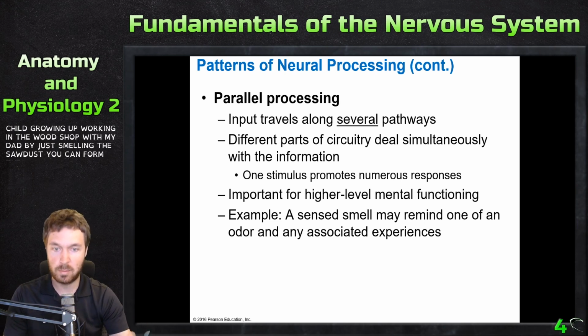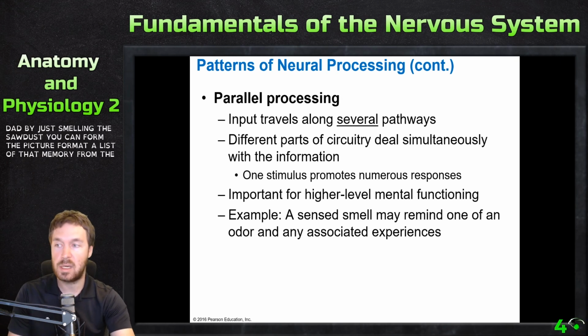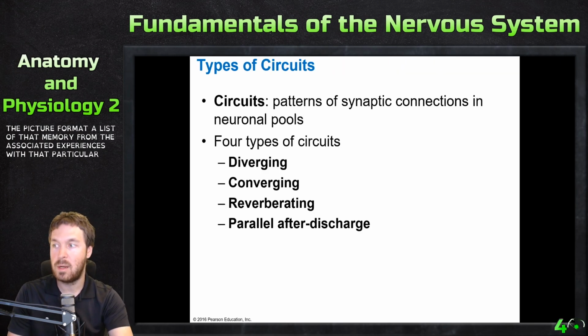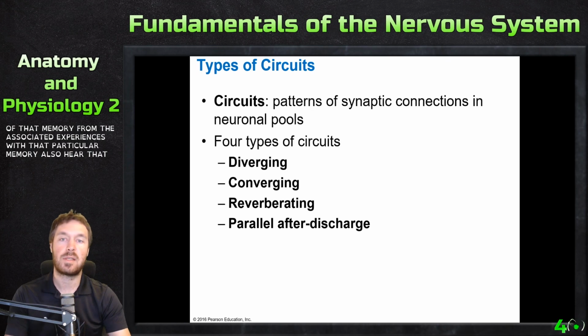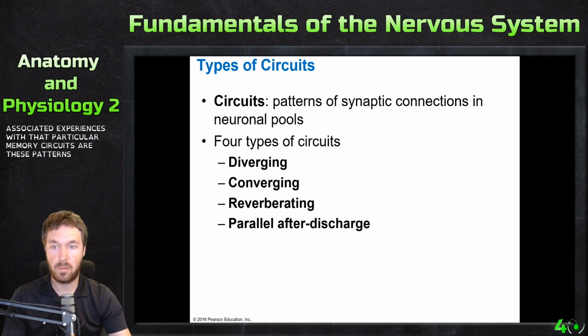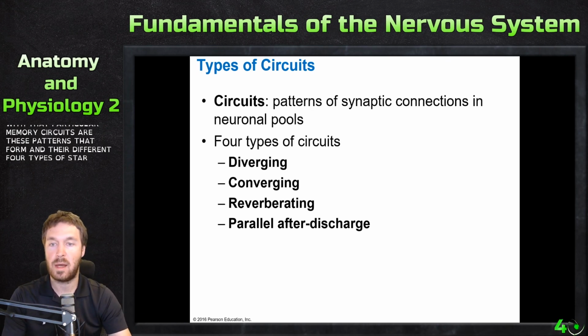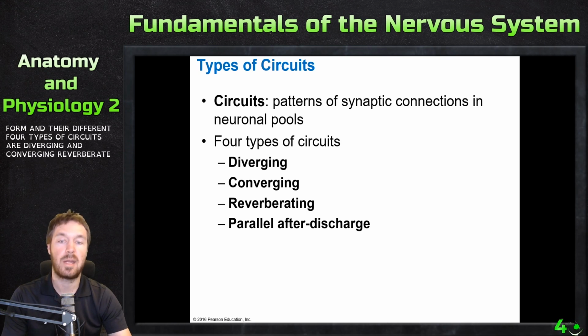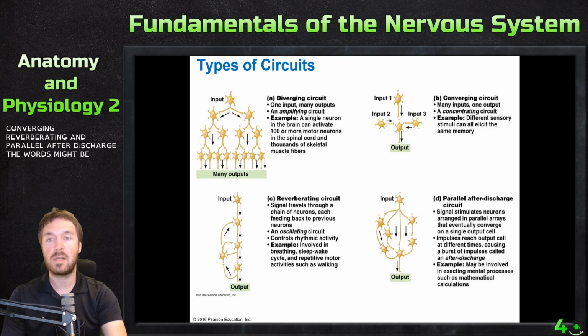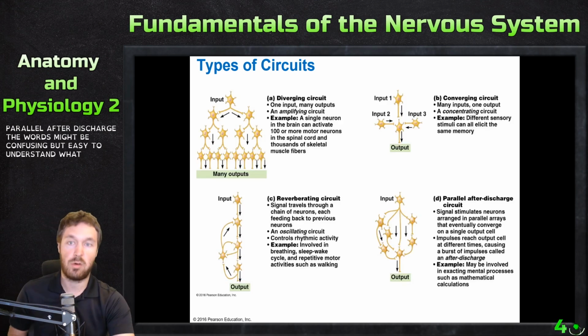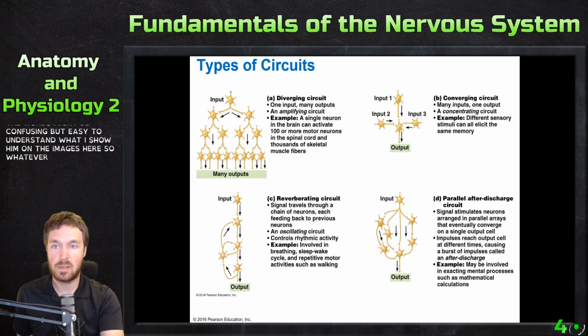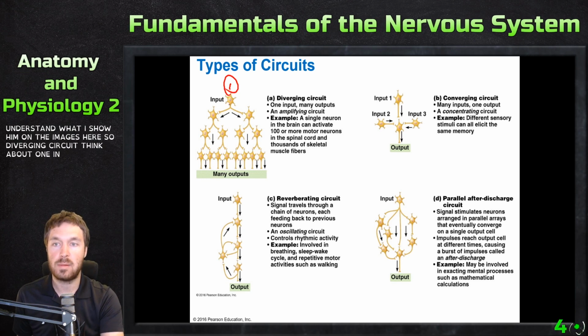You can form the picture, elicit that memory from the associated experiences with that particular memory. So here then, circuits are these patterns that form, and there are four types of circuits: diverging, convergent, reverberating, and parallel after discharge. The words might be confusing, but easy to understand once I show them on the images here. So a diverging circuit, think about one input, many outputs.